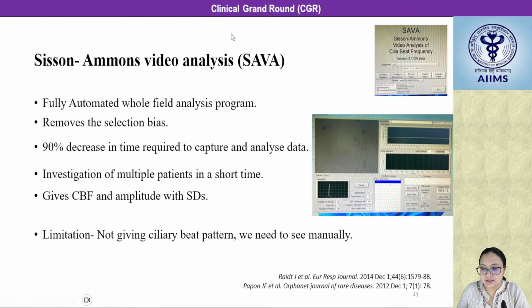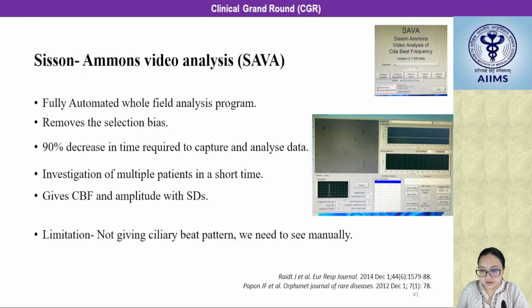This here is the software which is fully automated, and that can be used to do our manual work of counting the ciliary beat frequency. It will report the beat frequency on its own. The system is called the SAVA system, or the Sisson-Ammons video analysis of ciliary beat frequency, and that would obviously cut down the time required to capture and analyze data by 90%.